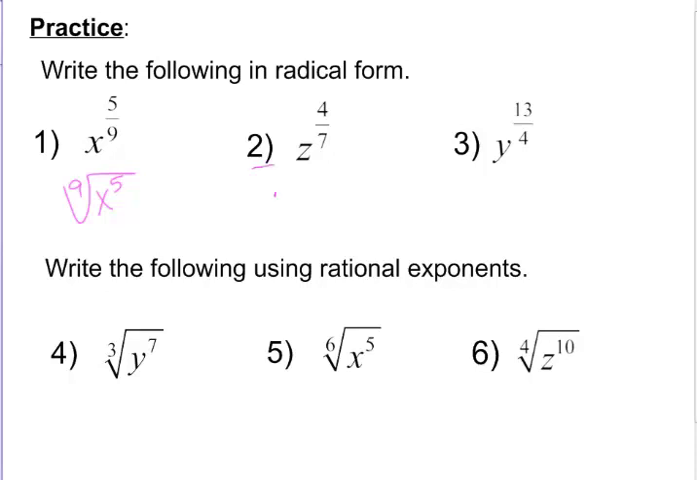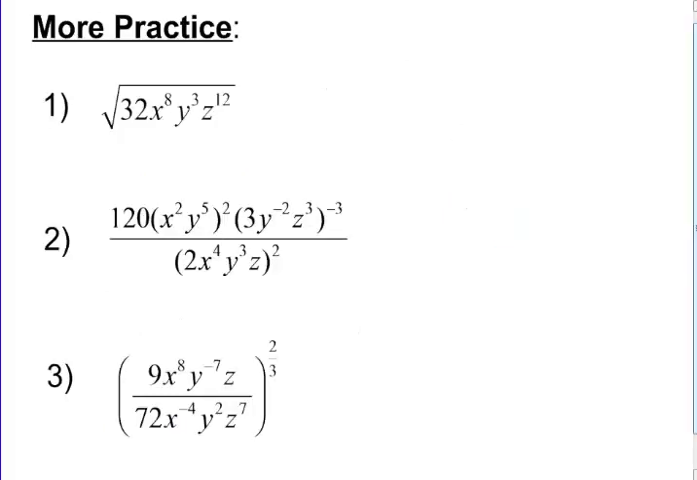So number 2, it's the 7th root of z to the 4th. Number 3, 4th root of y to the 13th. We're just rewriting. We're not simplifying or anything like that. Just rewrite what it means. On the bottom one, y to the 7/3 power is the same as the 3rd root of y to the 7th. Number 5, x to the 5/6 power, and z to the 10/4 power. Let's do this one. We'll do these 3, and then it'll be the practice test.